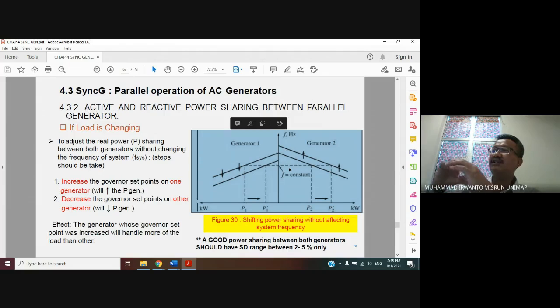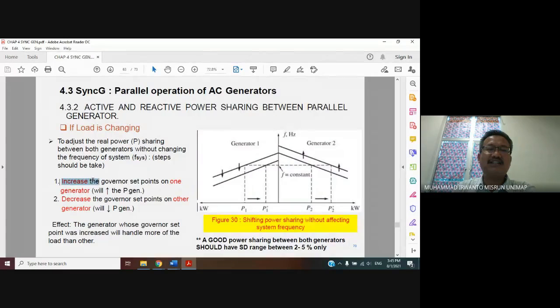Means the governor and the current excitation system will be controlled automatically, to adjust how much active power will be given by generator 1 and how much active power will also be given by generator 2. Meaning, to maintain the value of the frequency at a fixed value, for example 50 Hz.